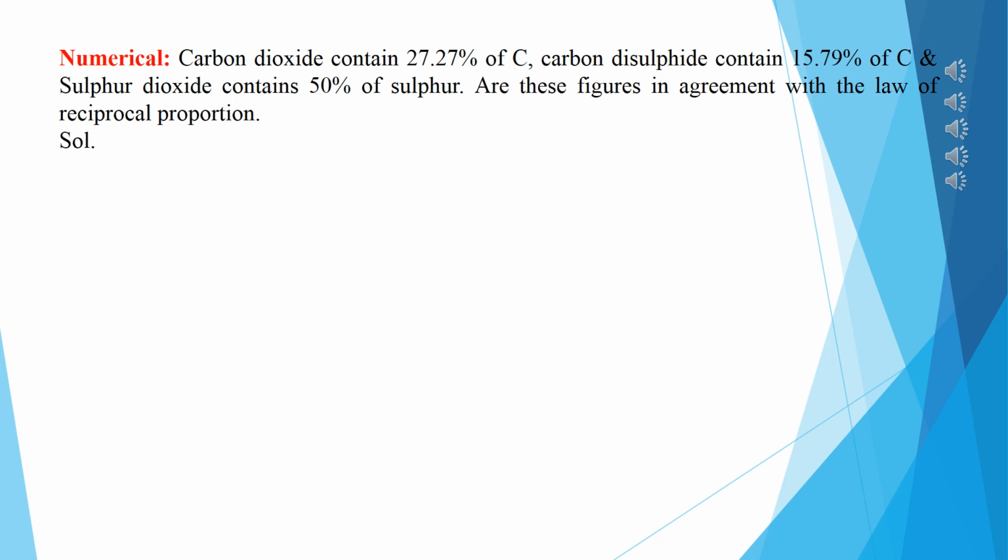So in this numerical problem, the 3 elements are sulfur, carbon and oxygen. Sulfur combines with carbon to form carbon disulfide. Oxygen also combines with carbon and forms a carbon dioxide molecule. And when sulfur and oxygen combine with each other, they form SO2, that is, a sulfur dioxide molecule.